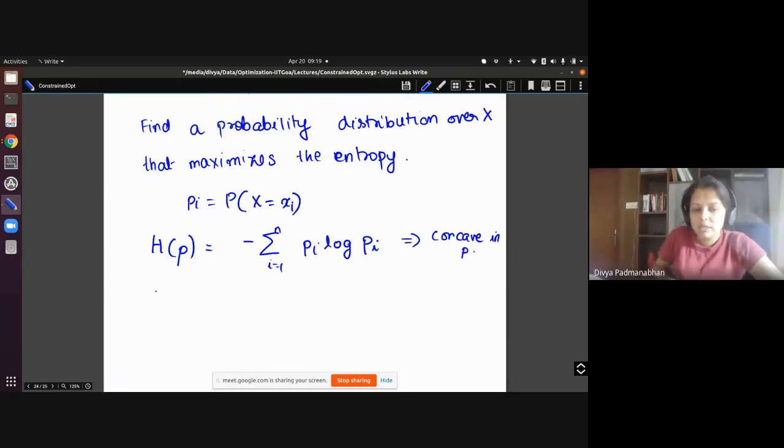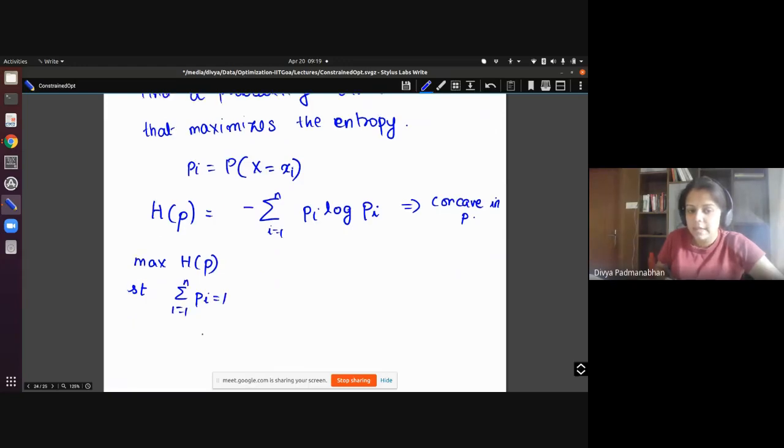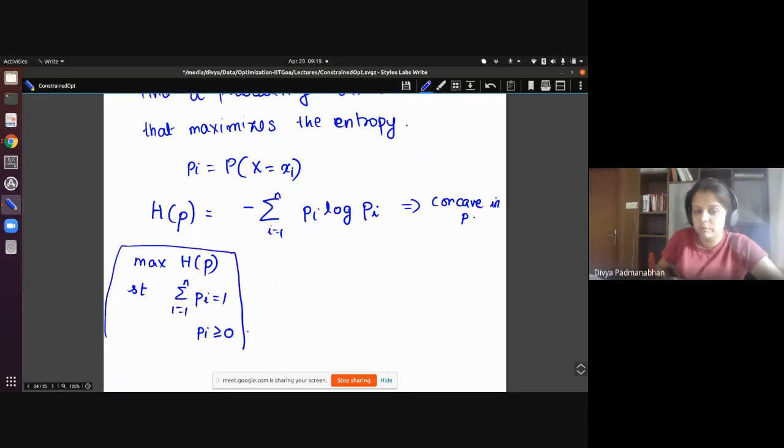Okay, and what we are trying to do is maximize h of p subject to p being a valid probability distribution, right? So what you will have is summation pi equals 1, i equals 1 to n, and pi is greater than or equal to 0. Yes, this is the optimization problem we want to solve.